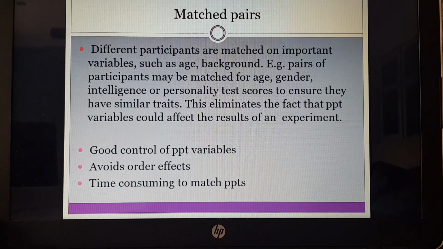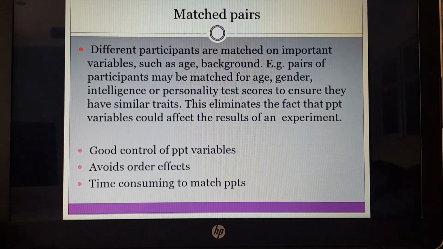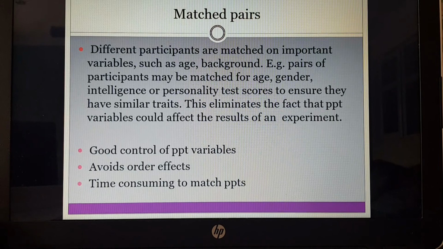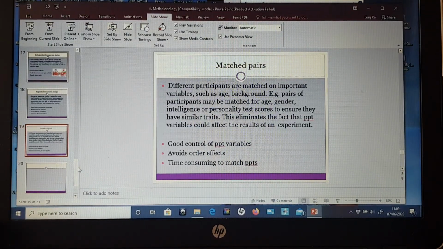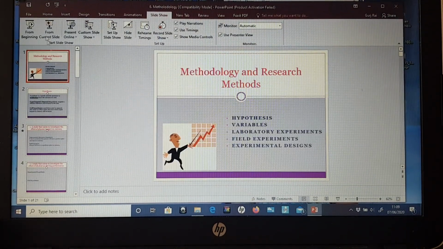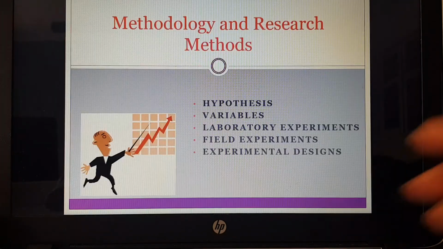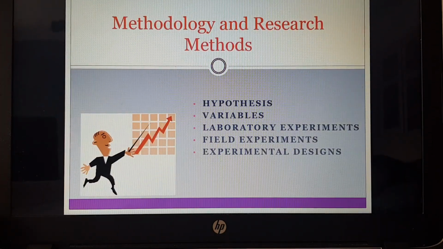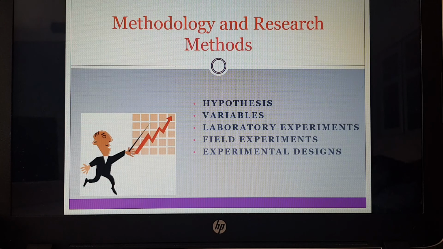Okay, so going back to the start, just to quickly summarize, the things that we talked about were hypotheses, different types of hypotheses: experimental, null, one-tailed, two-tailed; variables, the IV and DV; laboratory experiments, description and evaluation; and field experiments; and also 3 experimental designs. Okay, so there you go, just a quick summary of methodology and research methods in the cognitive approach.